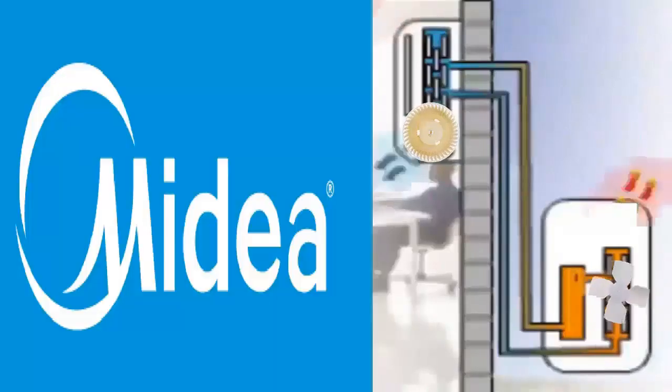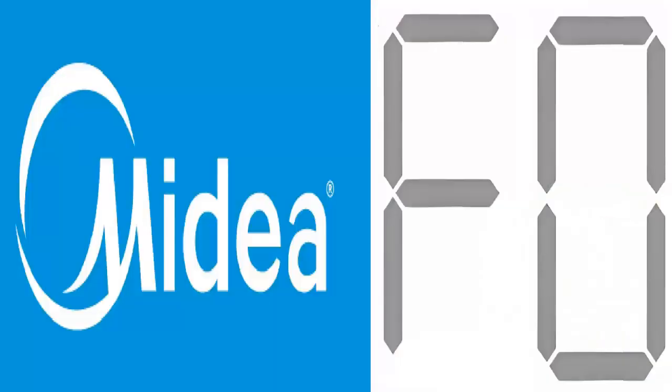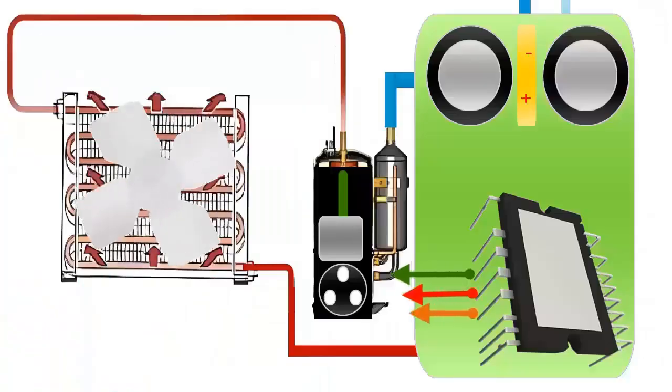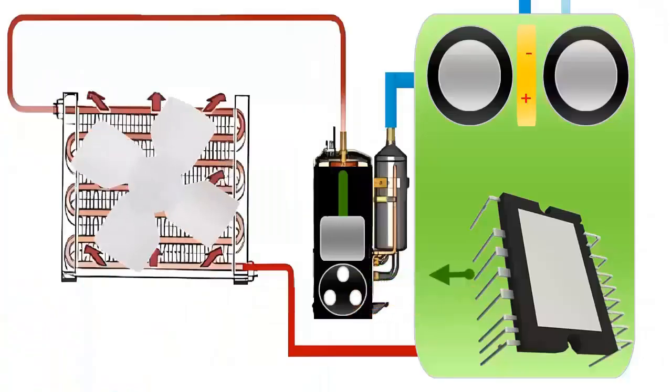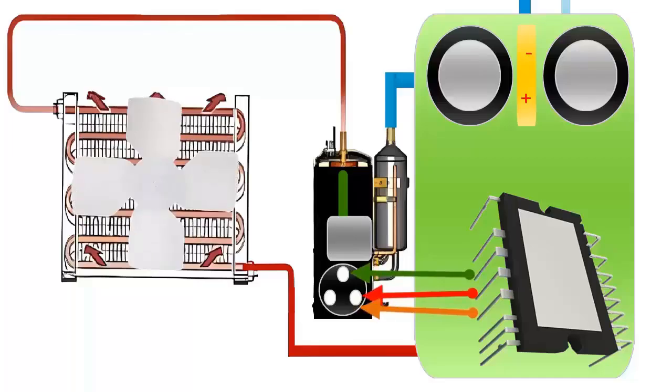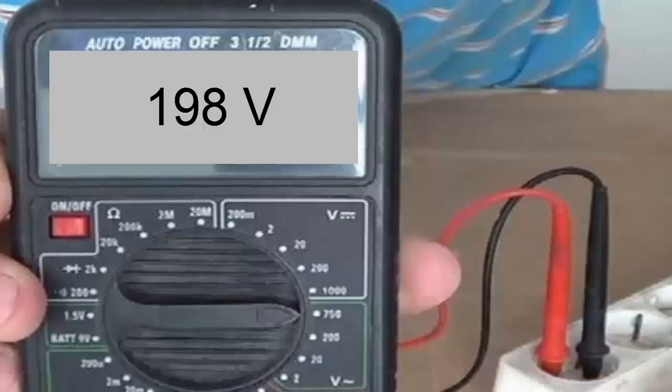Error code F0 is related to high current consumption by the unit. This may be caused by: A. Problems with the power supply. B. Compressor overload. C. Faults in the internal components of the system.